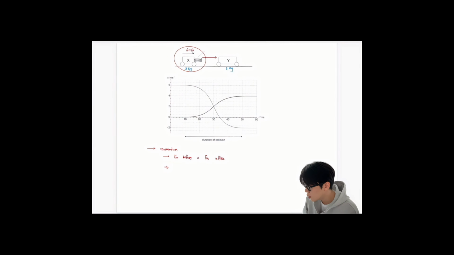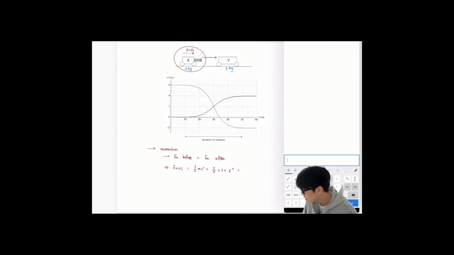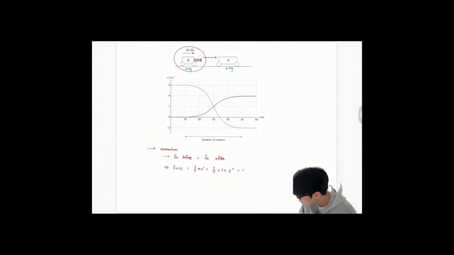So the kinetic energy before collision is only the kinetic energy of the cart X, which is equal to half mv squared, half times mass, which is 3 kilogram, and velocity, which is 6 squared. And now use the calculator. Half times 3 times 6 squared, we have 54 joules for the cart X, and that's the total kinetic energy before collision. And let's solve this one, kinetic energy after.